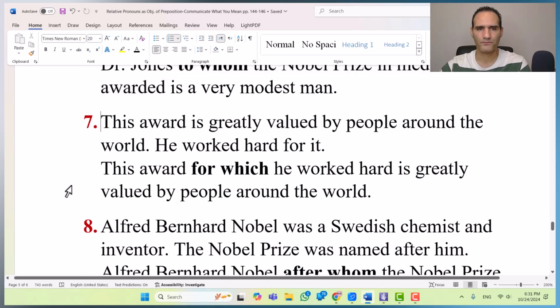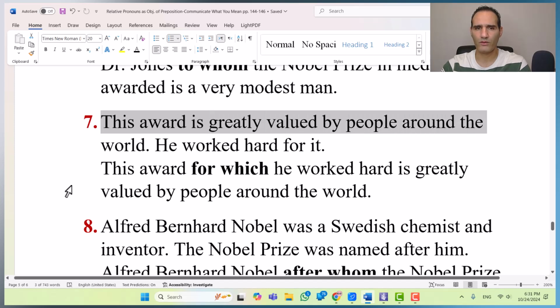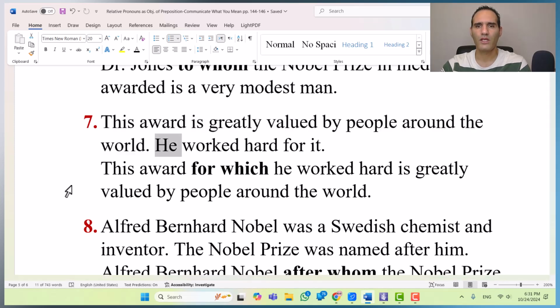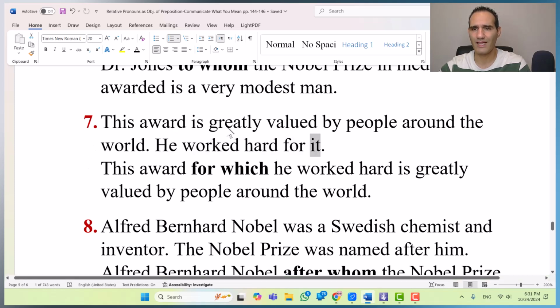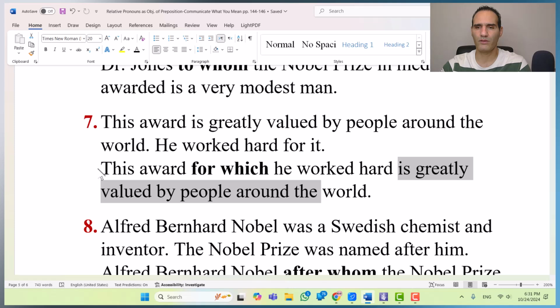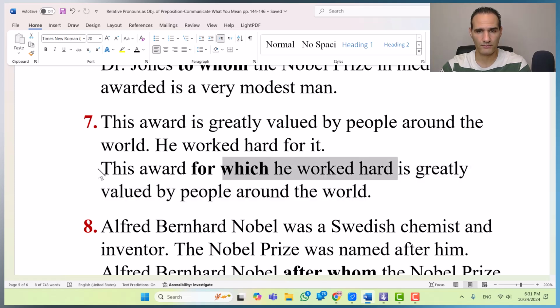Number 7. This award is greatly valued by people around the world. He worked hard for it. It, the award, so it is something for which. This award, for which he worked hard, is greatly valued by people around the world. For which he worked hard.